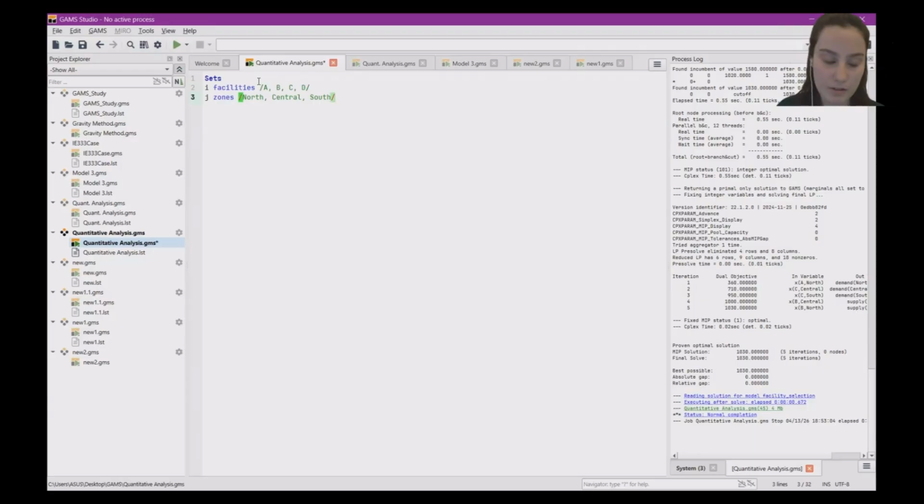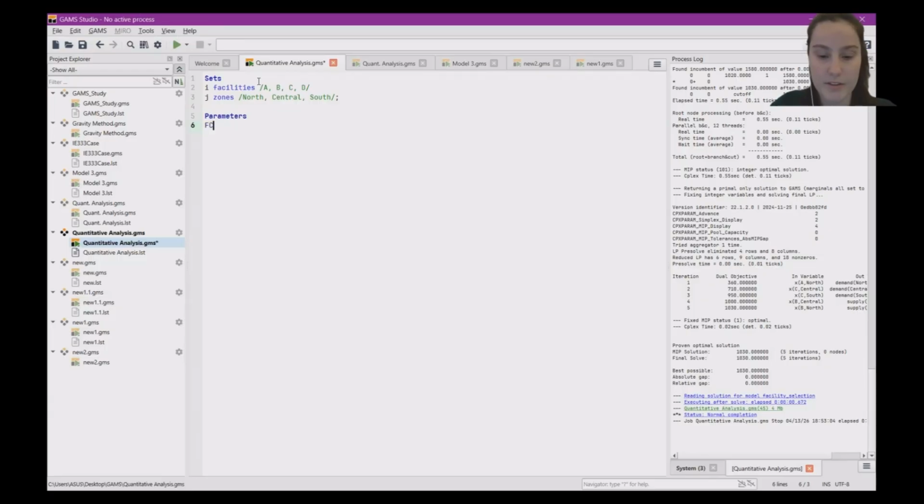When we are done with a cluster, such as our sets, parameters, tables, or equations, we have to let the system know. How we do that is we put a semicolon after every cluster. So I am done now with my indices, so I put a semicolon. Now we are going to our parameters.